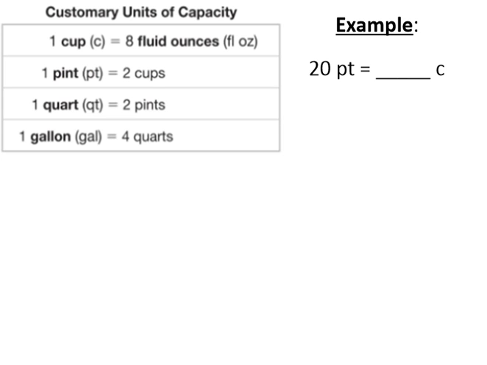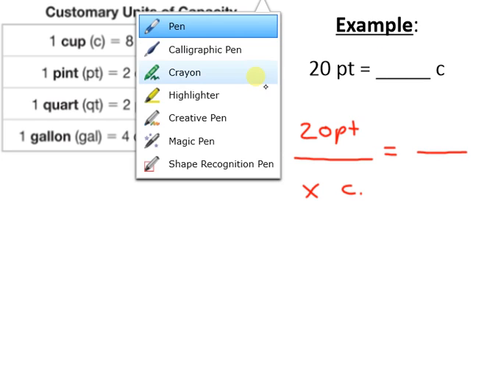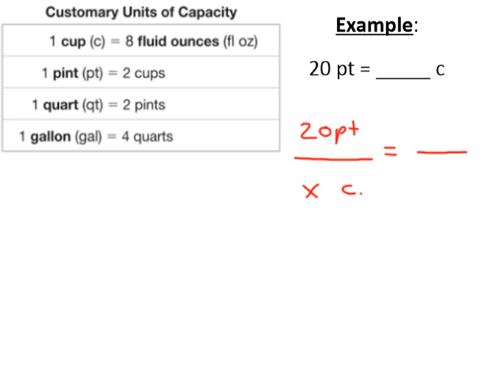All right, here's our next problem. So 20 pints equals how many cups? So I have 20 pints over x cups equals. So which row on our conversion chart are we going to use? We need to find the one that has pints and cups. So that's going to be this row right here. So we have 1 pint equals 2 cups. So the 1 pint is going to go on top because we had pints on top right here. And then we have 2 cups on the bottom because we had cups right here.